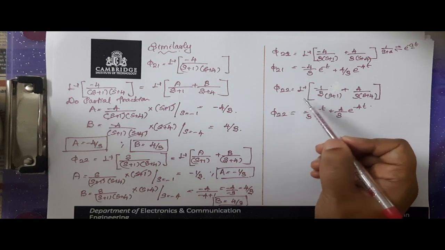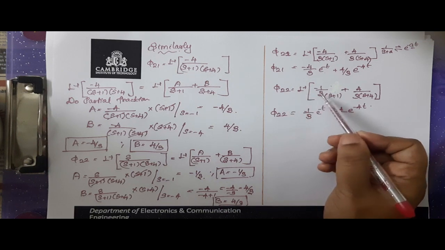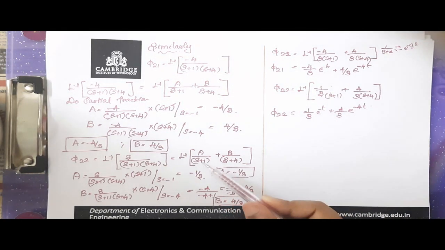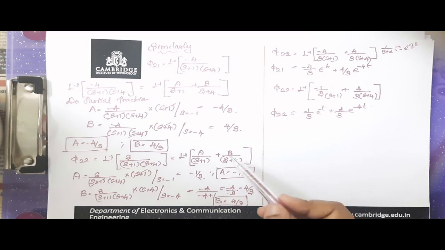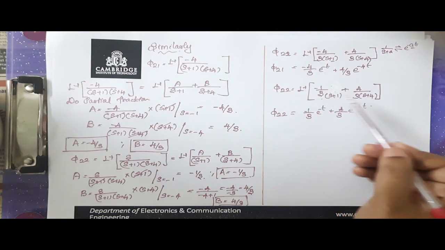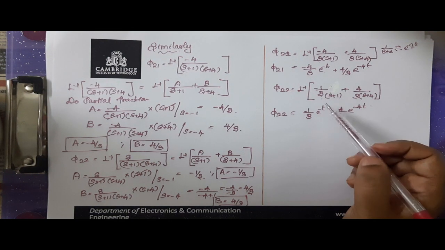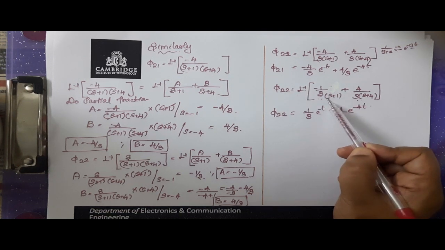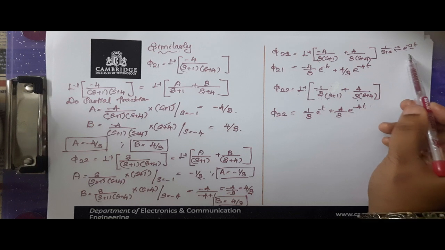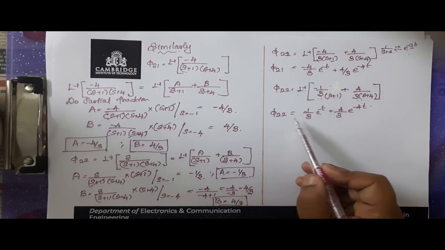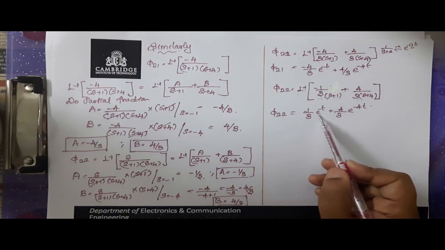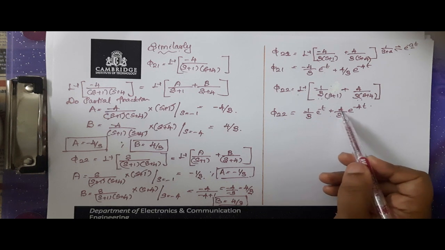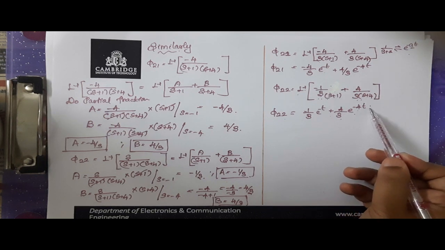And phi 2, 2 can be written as L inverse of, substitute for a here. A is minus 1 by 3, substitute it here, and b is 4 by 3, can be substituted here. Minus 1 by 3 and 4 by 3 has been substituted for. Once after substituting for a and b, let us take inverse Laplace transform, making use of the Laplace transform equality. Hence, phi 2, 2 will be equal to minus 1 by 3 into e to the power minus t plus 4 by 3 into e to the power minus 4t.